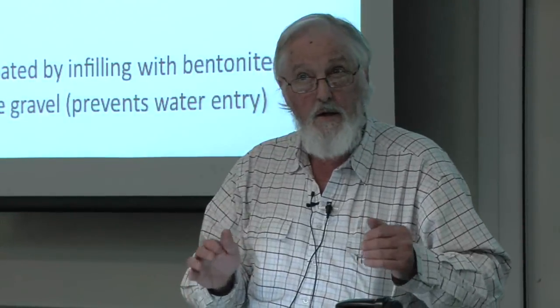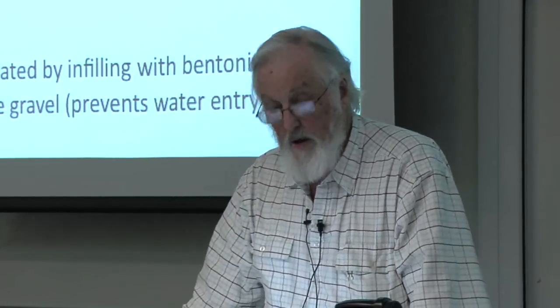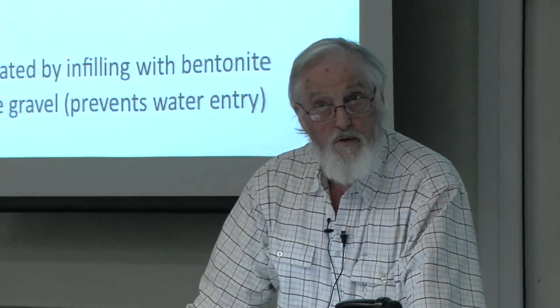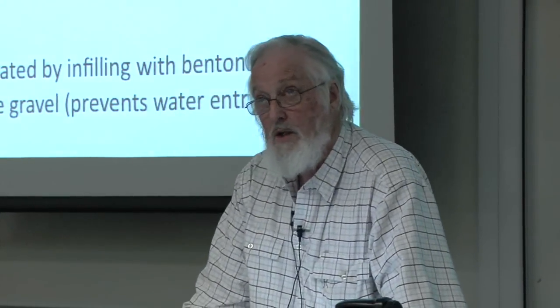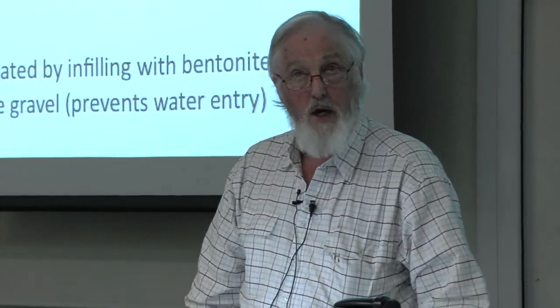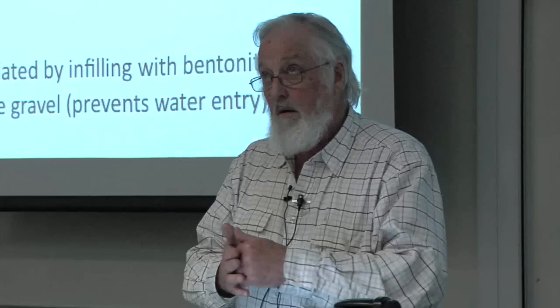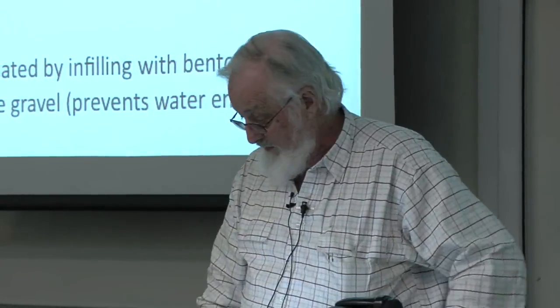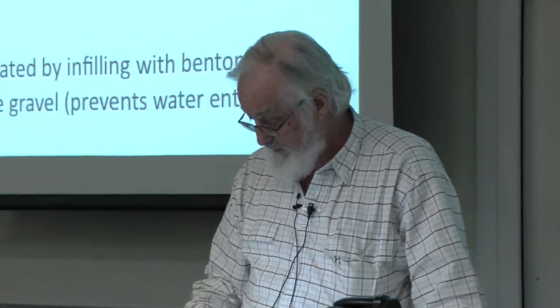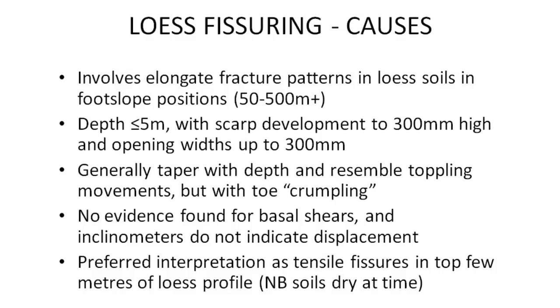That's what we had, and that's what's caused us grief. The depth of these fissures, 5 metres, 6 metres, occasionally 7 metres, and that in itself causes its own set of problems. The causes of fissuring, try not to spend too long on this one, but they're elongate fractures, and those elongate fractures are in the loess soils.